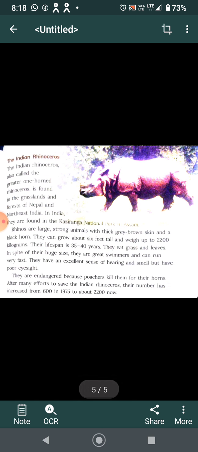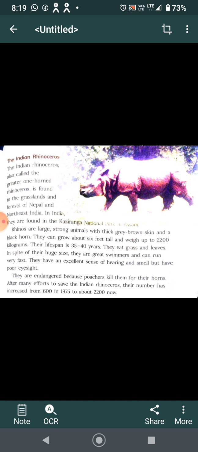Now, the next animal is the Indian rhinoceros. The Indian rhinoceros is also called the great one-horned rhinoceros. It's found in the grasslands and forests of Nepal and northeast India. In India, they are found in the Kaziranga National Park in Assam. Rhinos are large, strong animals with thick grey-brown skin and a black horn. They can grow about 6 feet tall and weigh up to 2200 kilograms. Their lifespan is about 35 to 40 years.